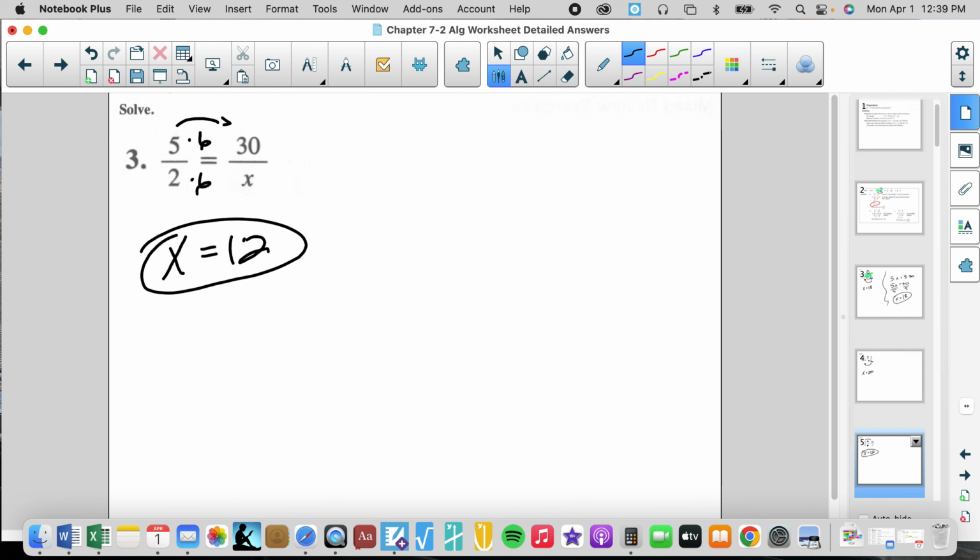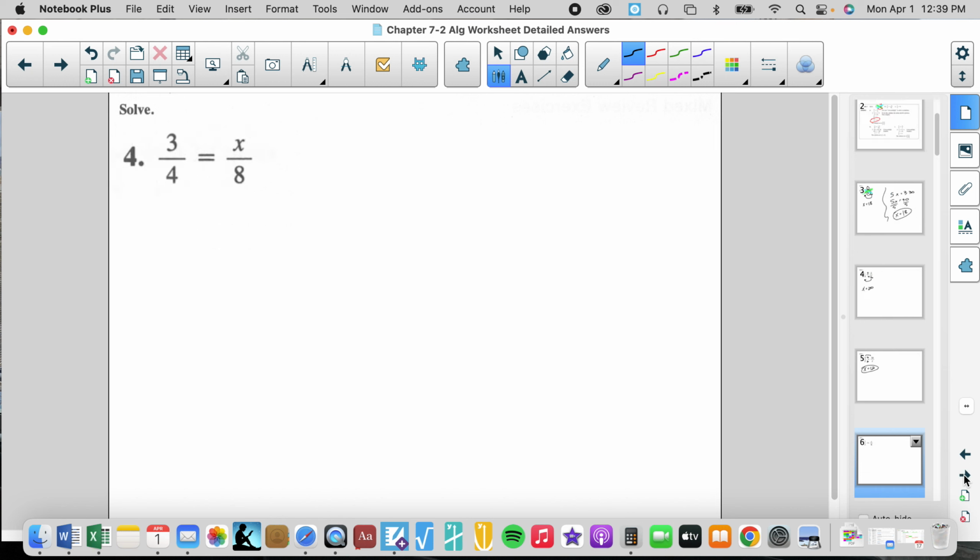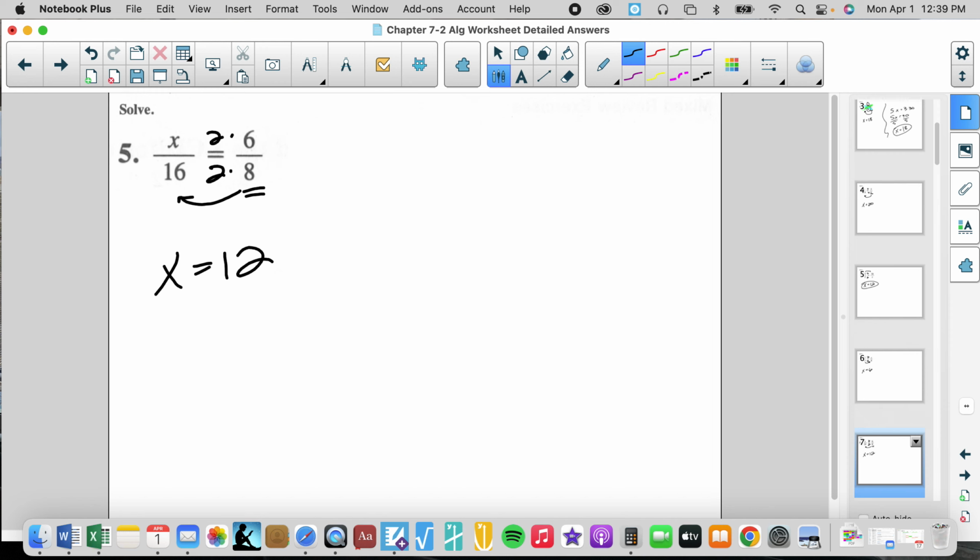My brain is melting slightly. Sorry about that. 4 times 2 is 8. 3 times 2 is 6. x equals 6. Proportion, if it works, going from the known to the unknown, using the known pieces. 8 times 2, 8 and 8 is 16. So x equals 12.